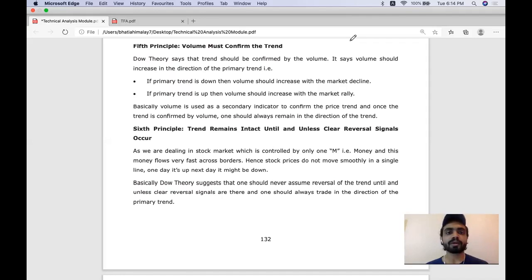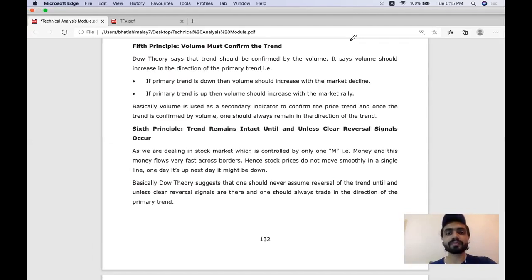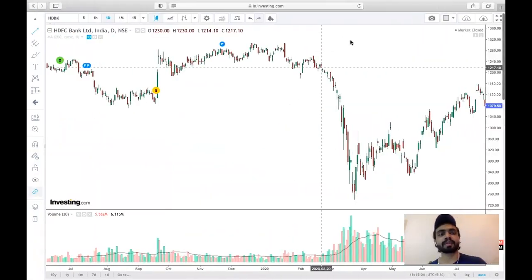All right. Now this principle, please remember, is one of the most important principles out of all your six principles. Not only will it help you in your basics, but it will also help you a lot in your advanced level of technical analysis. So make sure you understand this principle very well. Let's take a few examples.